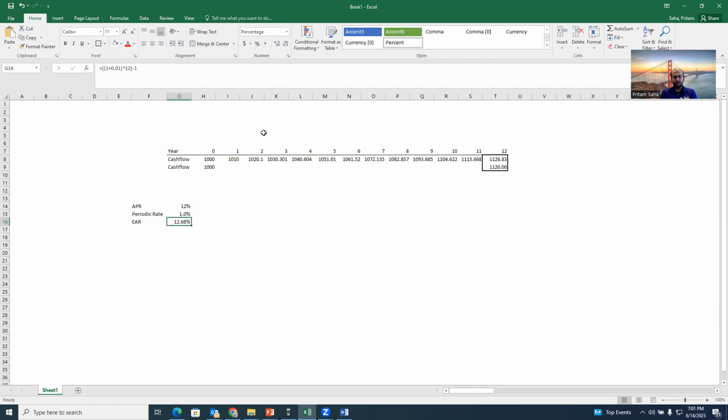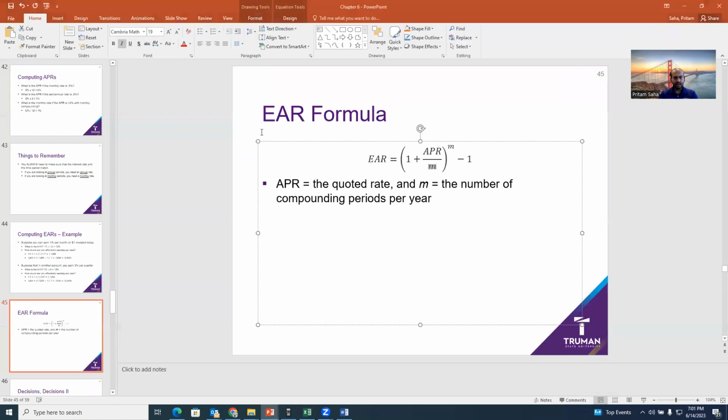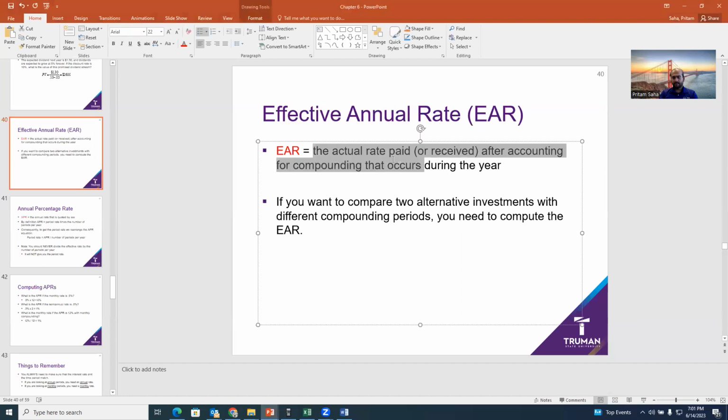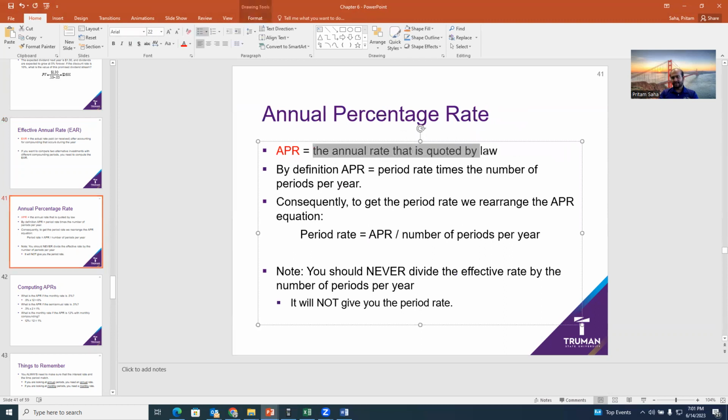So this is the difference between APR, periodic rate, and EAR, okay? Let me know if you have any questions. What is the definition of EAR? The actual rate effectively you're paying or receiving. What is APR? The annual rate by law, what is quoted. Periodic rate is the APR divided by the number of periods per year, right?